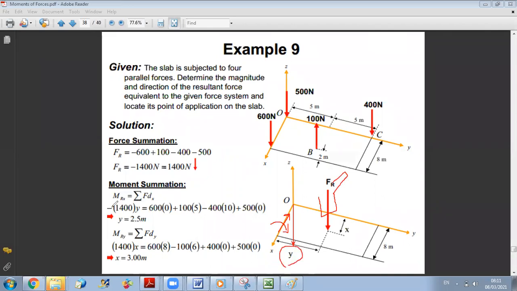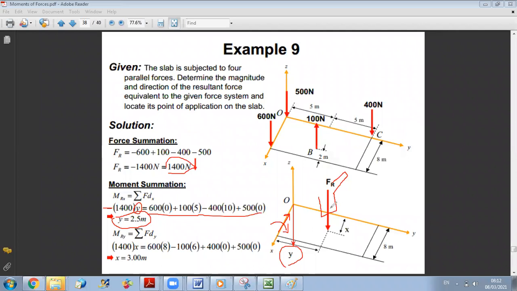This is why here they put a minus, because the moment of it is negative. So it's minus 1,400, which is the magnitude, times the positive y distance to displace. This should be equal to the resulting moment about x. From here, you get that y should be equal to 2.5 meters. Okay? Now, we'll do the same about the y-axis.